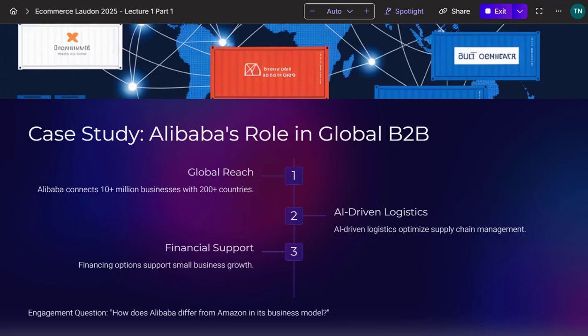So now we can look at a question. How does Alibaba differ from Amazon in its business model? The key is that the platform provides support for small and medium-sized businesses. That is a differentiator from Amazon's business model. It allows small and medium-sized businesses to access new markets and customers worldwide.